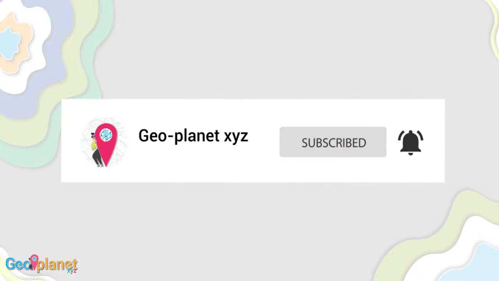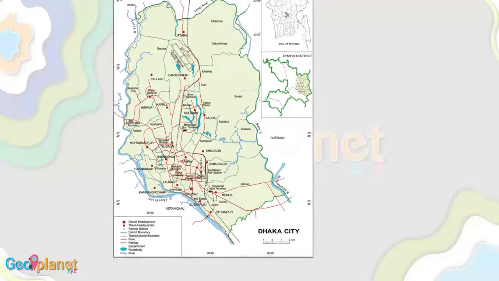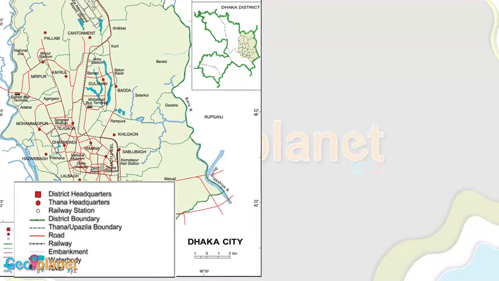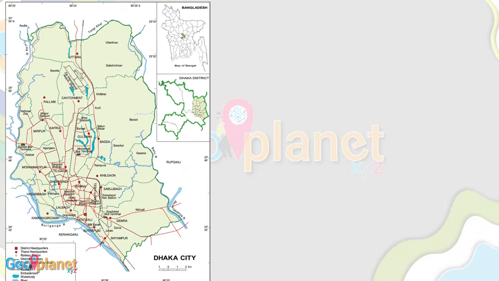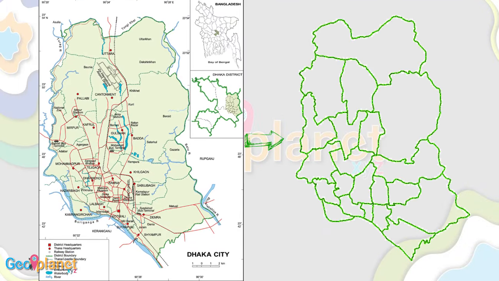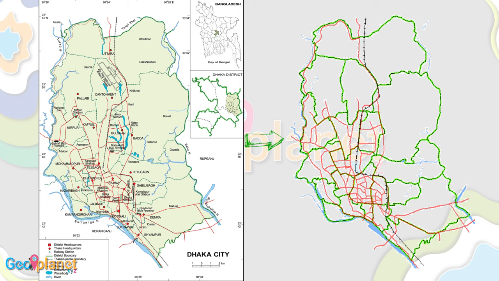So without any further ado, let's get started. We have this scanned map of Dhaka City, and you can see the headquarters, boundary, roads, water body, railways, and others. And we will turn this scanned map into this digital map, where you can see various layers such as boundary, water body, roads, railways, and headquarters.